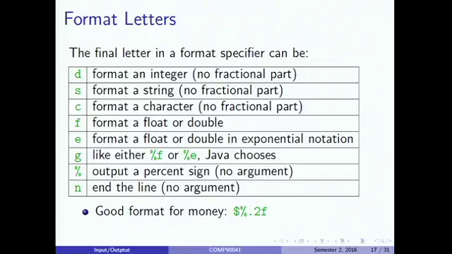S means a string, and again, no fractional part. In the case of a string, you might want to right justify it, or you might want to left justify it. If you want to left justify it, it's % minus 50s or something like that. And that will left justify it. C is a character, so it's just going to print a single character. Well, in the case of a single character, you know it's only going to print out one character, but you can still say %5C, and then it's just going to do 4 spaces and then the character.